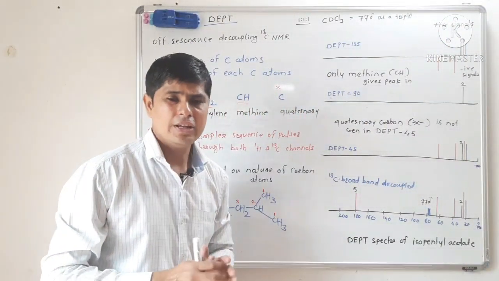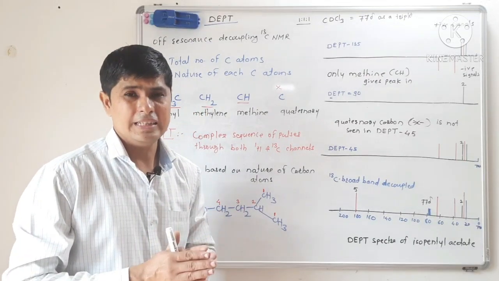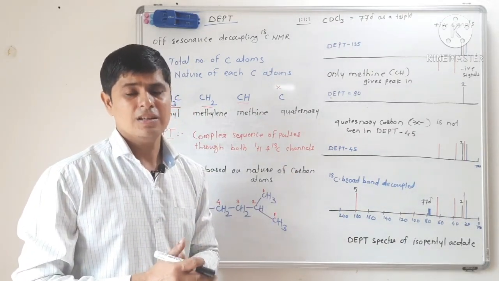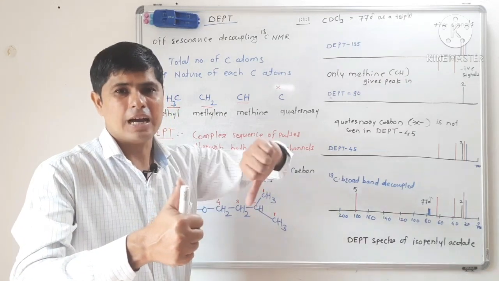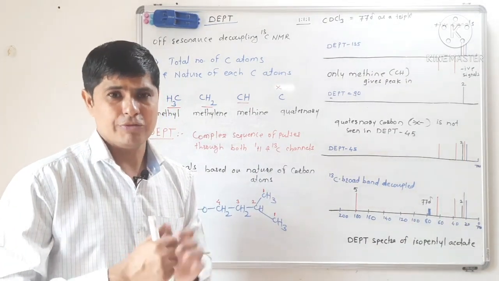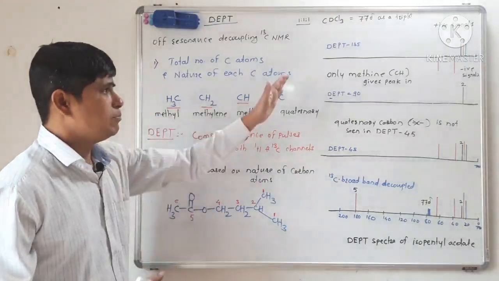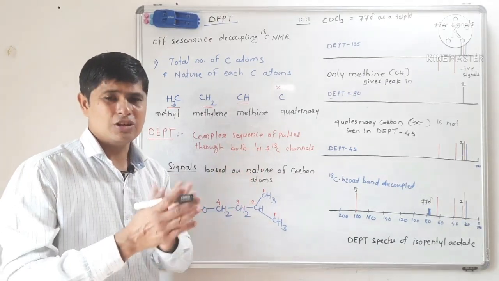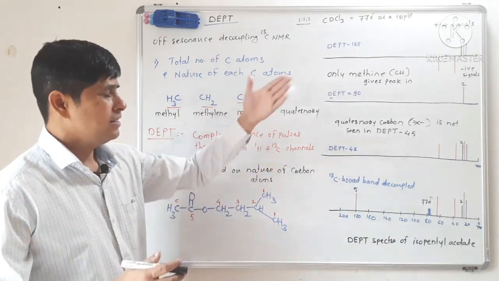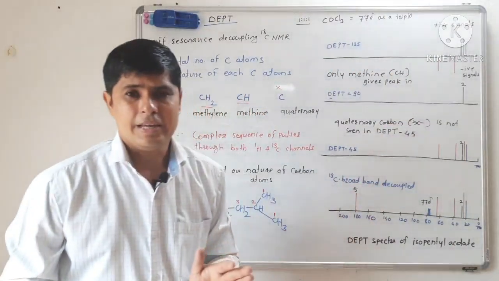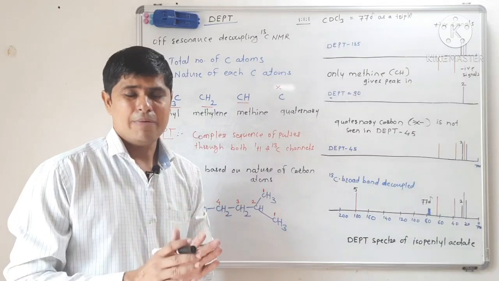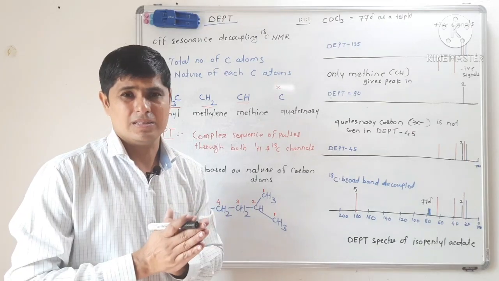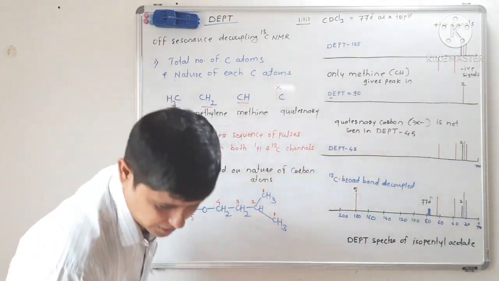Now the question is which carbon will give a positive signal and which carbon will give a negative signal. Okay, this is the question. So see, in depth 135, the appearance of signal, that means the nature of signal, or I may say the carbon which bears an odd number of protons, isn't it?